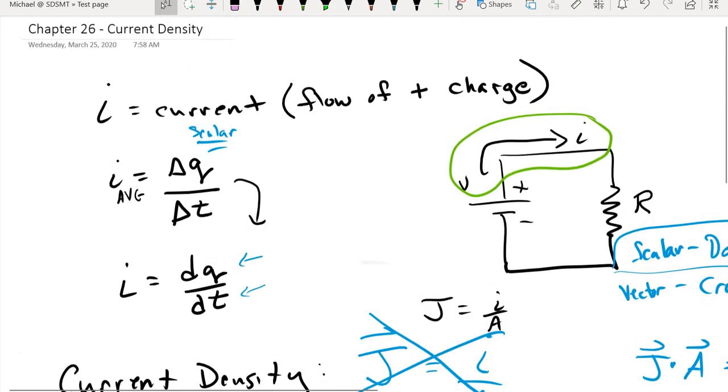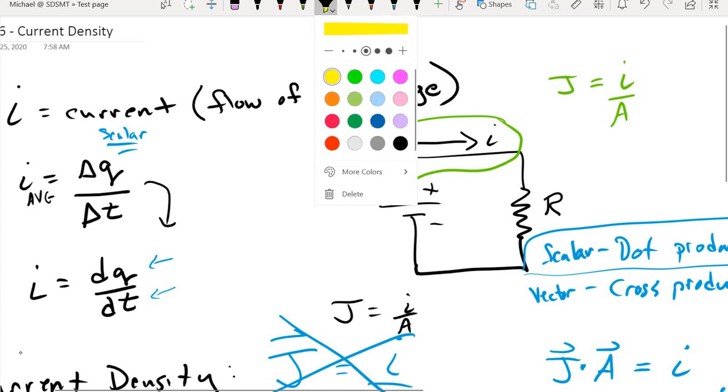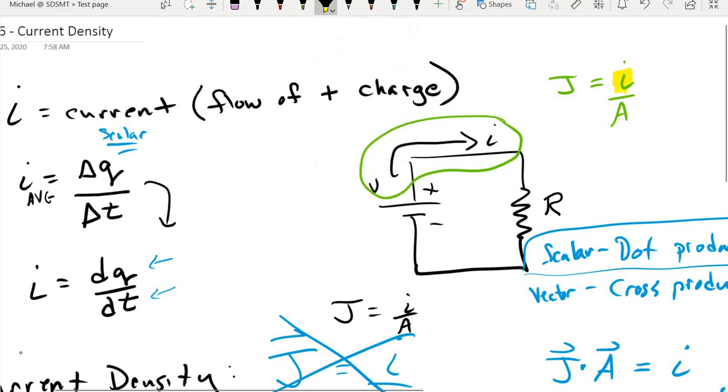Well, the way we can get around that idea is to keep in mind that current density, since it is a ratio of current to area, what we can do is we can just kind of fudge the idea that the direction of the current will be the direction of the current density. So we can just kind of borrow the direction of that current density vector and use that to draw the direction of our current.